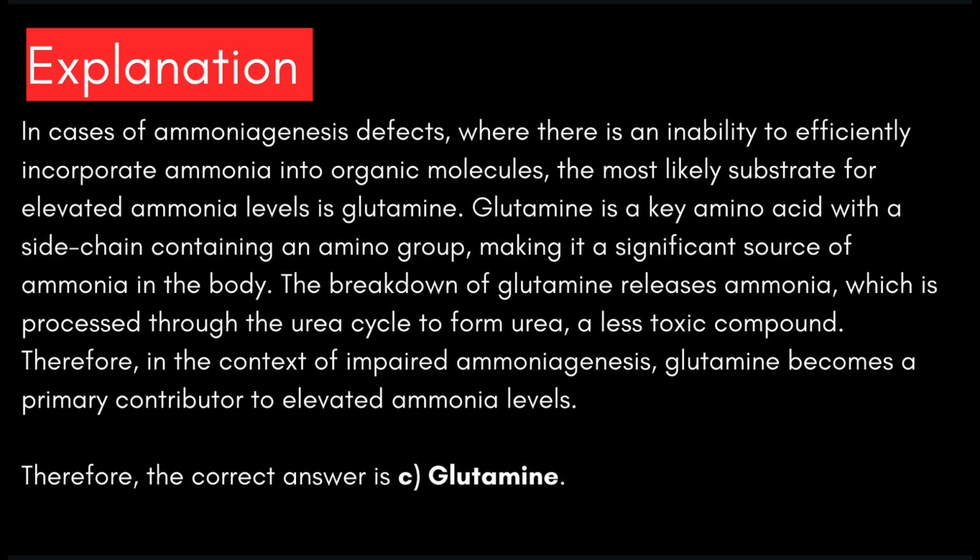Therefore, in the context of impaired ammonia genesis, glutamine becomes a primary contributor to elevated ammonia levels. Therefore, the correct answer is C, glutamine. Let's go ahead and see why the other answer choices are incorrect.